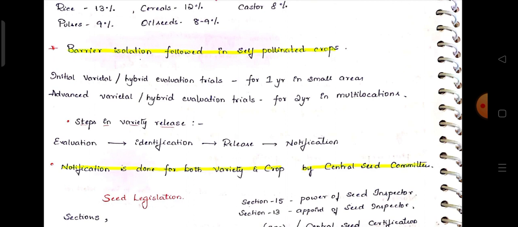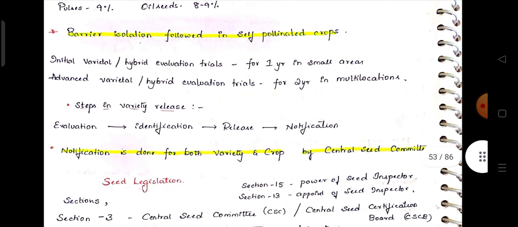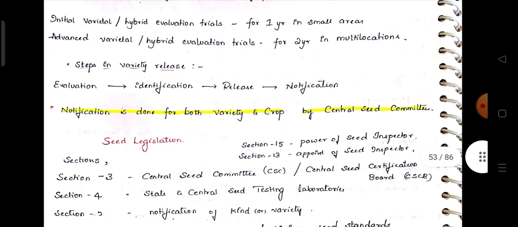Initial varietal or hybrid evaluation trials is for 1 year in small areas. Advanced varietal or hybrid evaluation trials for 2 years in multi-locations. Coming to steps of varietal release: evaluation, identification, release and notification. This is a simple step.